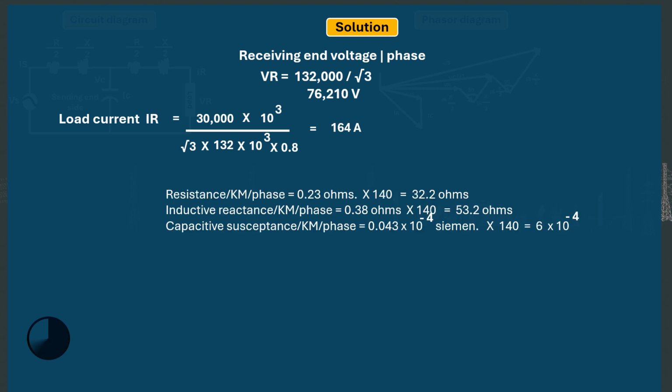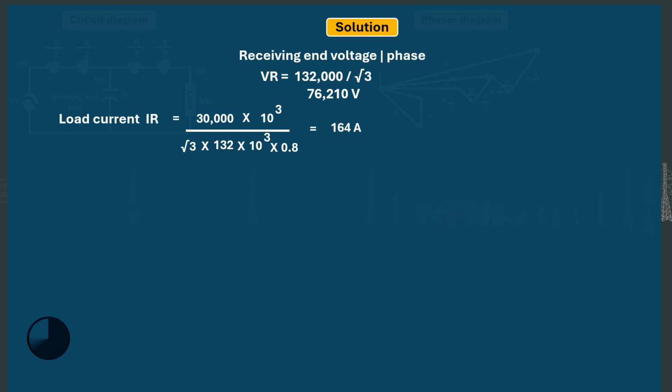So 0.23 ohms times 140 is equal to 32.2 ohms. Similarly, the inductive reactance of the line is 0.38 multiplied by 140, which is equal to 53.2. And finally, the susceptance of the line is 0.043 times 10 raised to power minus 4, all multiplied by 140. This will equal 6 times 10 raised to power minus 4.